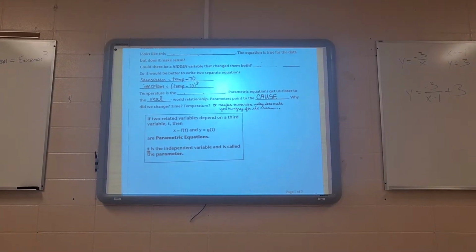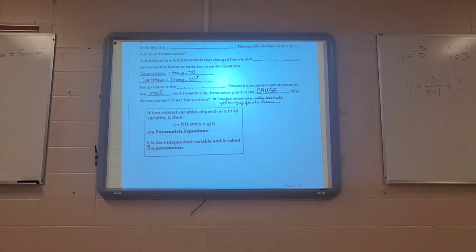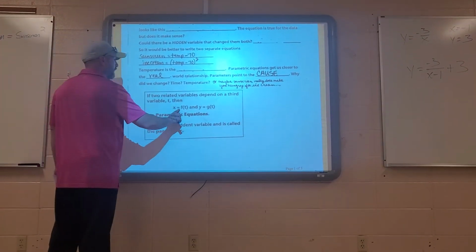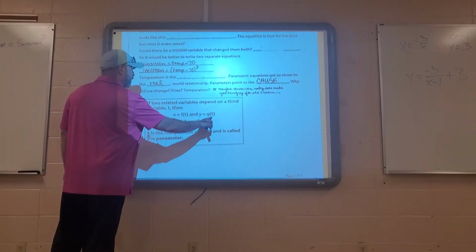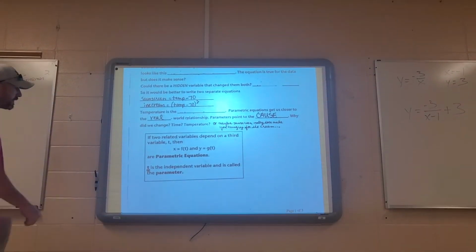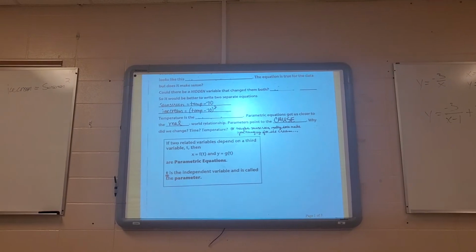So if two related variables depend on a third variable, t, then x is some function of t and y is some function of t, and these are parametric equations. t is the independent variable and is called the parameter.